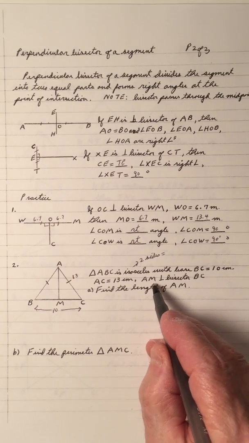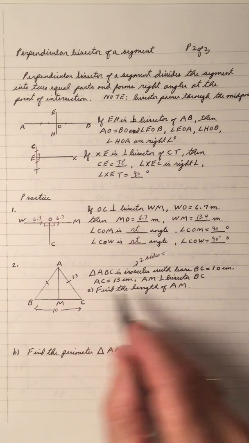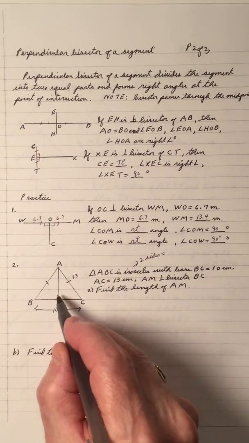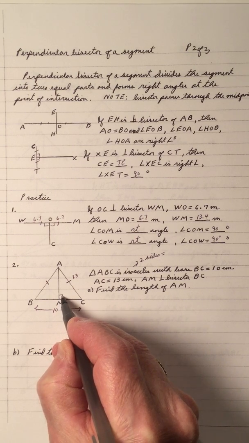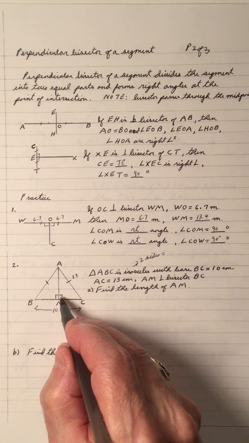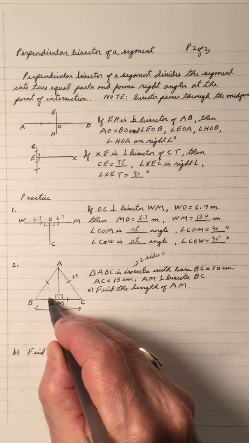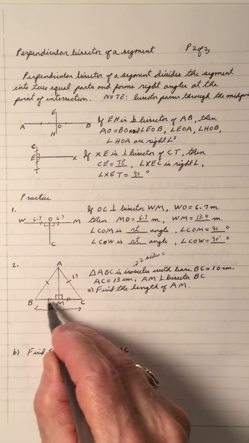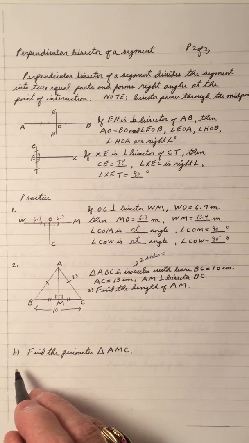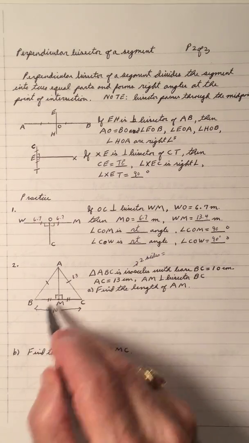Now it says that AM is the perpendicular bisector of BC. Perpendicular means it forms two right angles, one each there. And bisect means that it cuts it in half. So MB is equal to MC, and it means that M is the midpoint. It says find the length of AM.